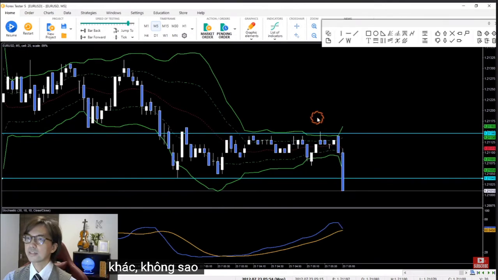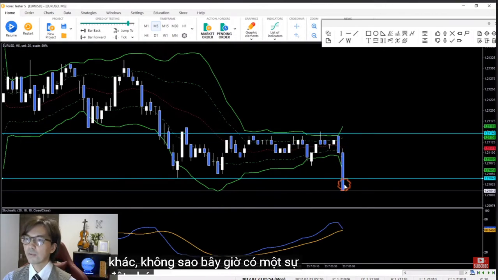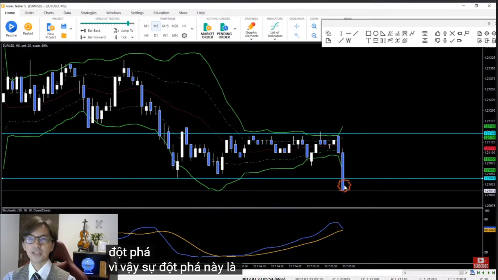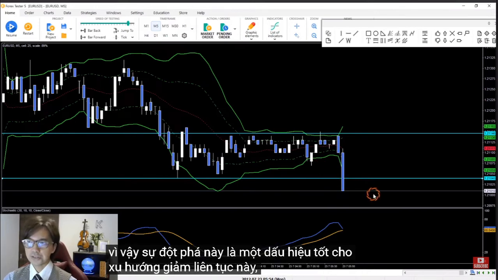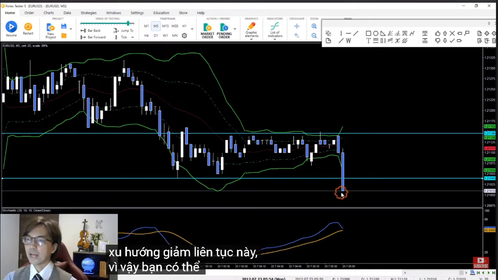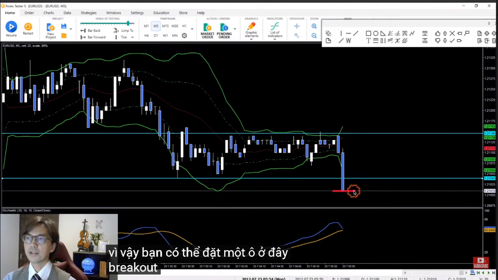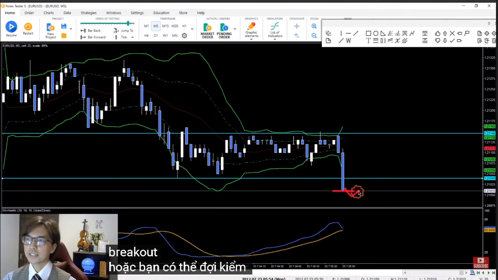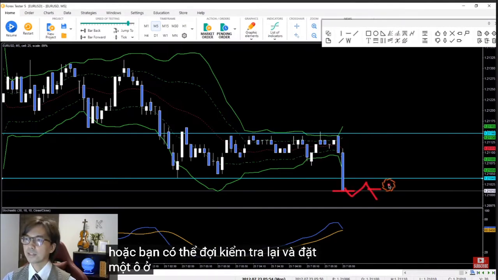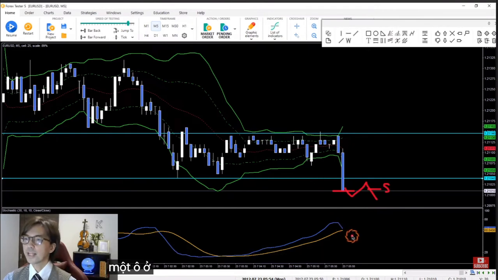Another resistance. Okay, now there's a breakout. So this breakout is a good sign for this continuous downtrend. So you can place a sell here at the breakout, or you can wait for the retest and place a sell here too. Now stochastics is about to be a dead cross, so this is also a good sign to sell. After you find the dead cross, then you can sell from here too.